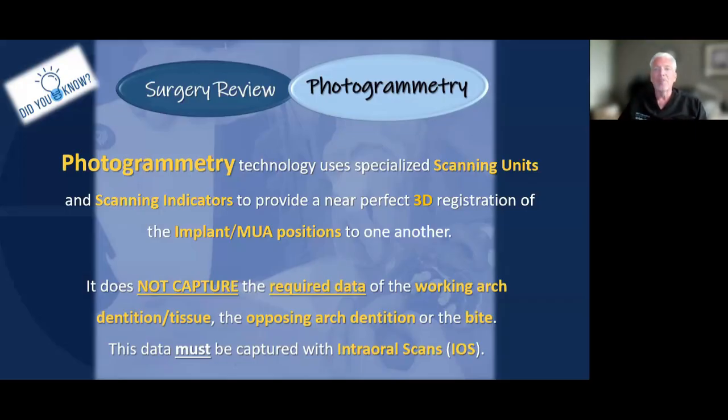So it does not capture the required data of the working arch dentition or the tissue, the opposing arch dentition or the tissue as well, or the bite. So for that data, you do need to utilize an intraoral scanning device. Now, with photogrammetry, there are more advances even this year. They're coming out where some of the devices can do a little bit of both. So it's important, because technology is emerging and changing, that you stay current on that. Some of the things I may say may not be valid in 2 or 3 months from now. So good news, bad news, right?